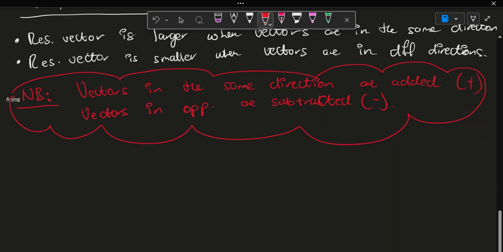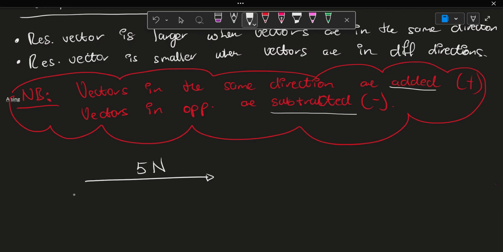Right. Now we get to the deepness of this topic. We say that vectors in the same direction are added and in opposite directions are subtracted. So what I mean is that if I had a single vector in that direction, and that's 5 newtons, and I had another vector in that direction, that would be say 2 newtons.